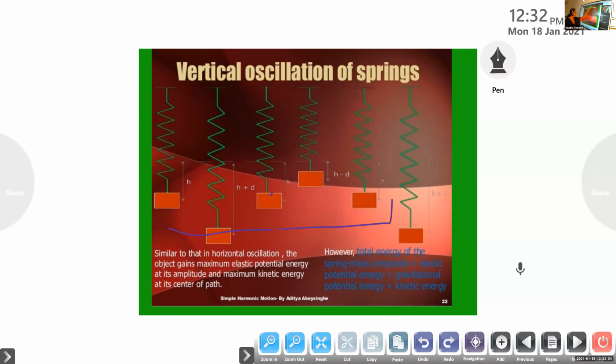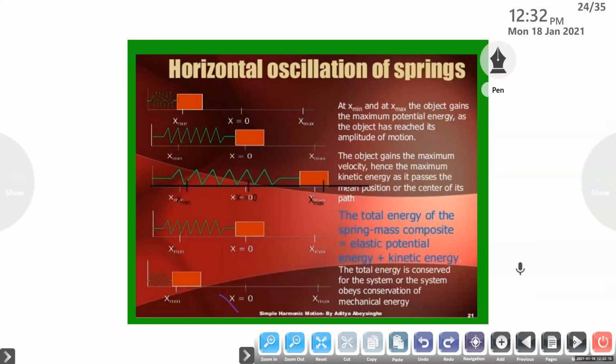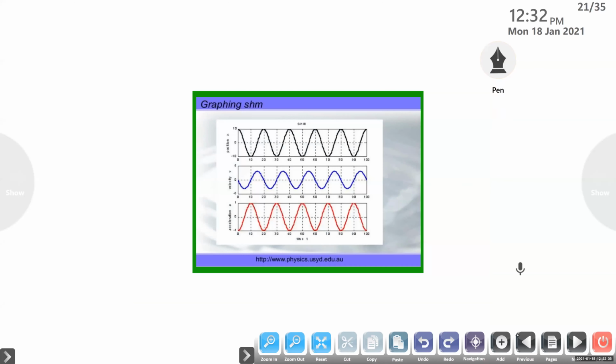So up to here, one oscillation. Up to here, one oscillation. From here, the second oscillation started. Similarly, in horizontal oscillation, 1, 2, 3, 4. At this point, one oscillation, again it started stretching. That is where the second oscillation starts. Okay, that's it.